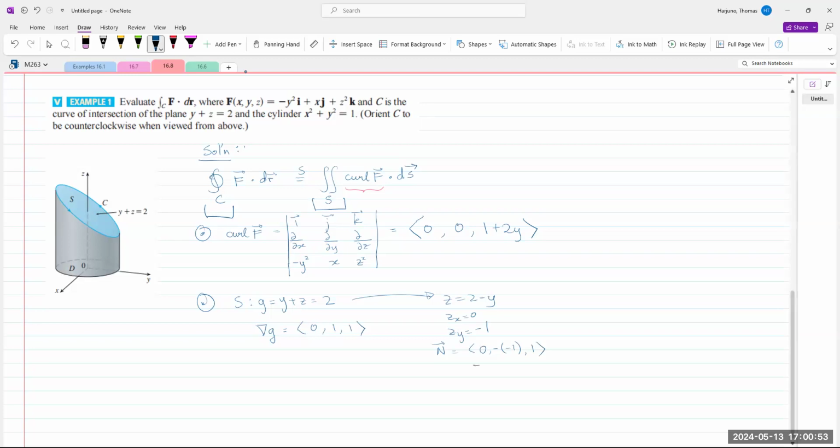Right? Negative c sub x, negative c sub y, 1. Remember that? Okay, so we will get the same thing. Now when we put things together, the double integral over S of curl of F dot dS will be the double integral, still over S, right? The curl of F is (0, 0, 1 + 2y) dot (0, 1, 1) dA.